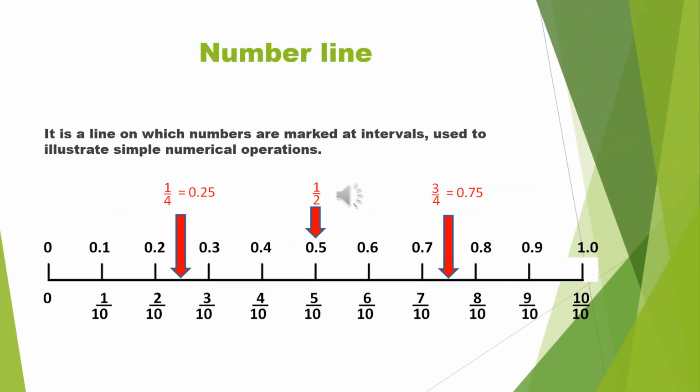The next thing is we are going to see about the number line. What is a number line? A number line is a line on which numbers are marked at intervals, used to illustrate certain numerical operations. The numbers illustrated on the number line could be decimals, fractions, or whole numbers, meaning positive or negative integers. So the left hand side of 0 has negative numbers, negative integers, negative decimals, or negative fractions, and the right side of 0 has positive integers, positive fractions, or positive decimals.